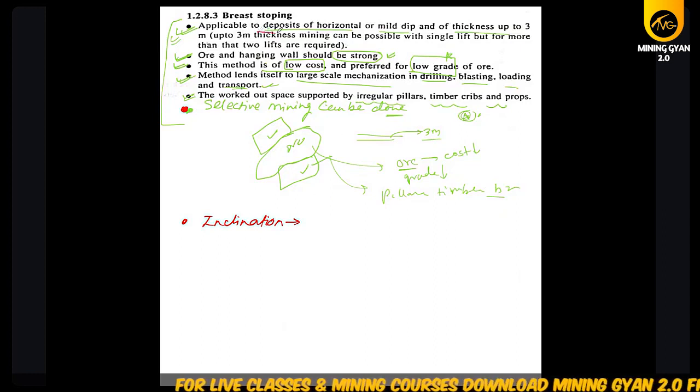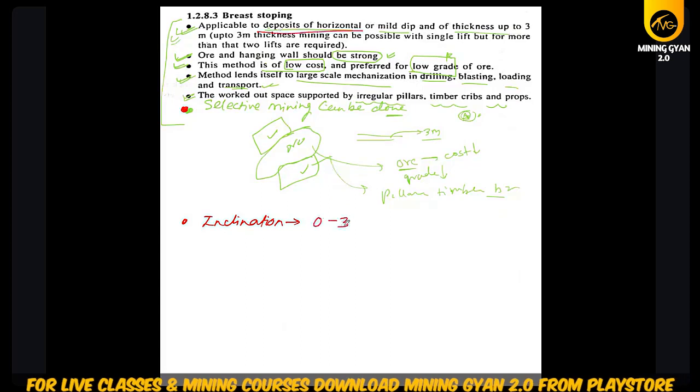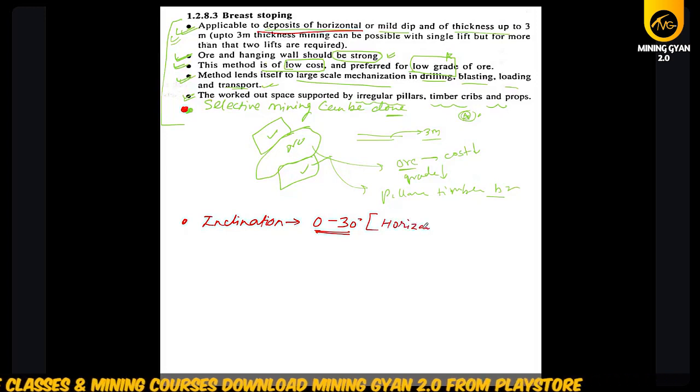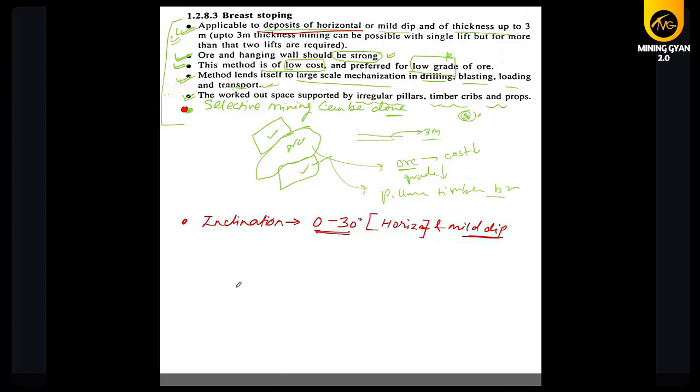They have mentioned the deposit is horizontal. So 0 to 30 degree, nearly horizontal. Okay. Horizontal to mild dip. ठीक है. So these are the applicability of your bridge stopping method. So now we will discuss the method.